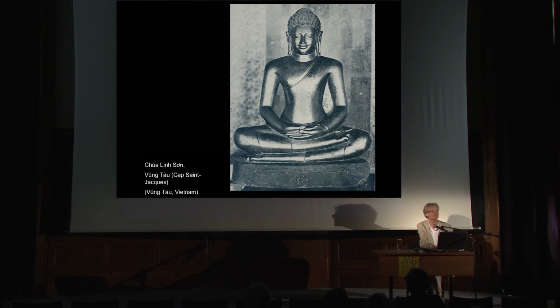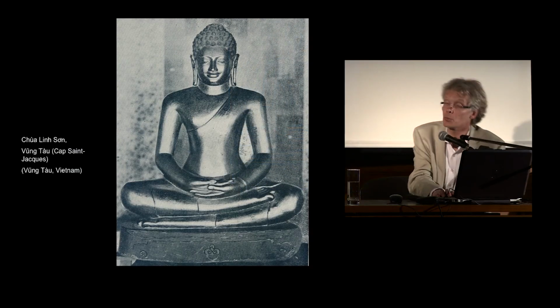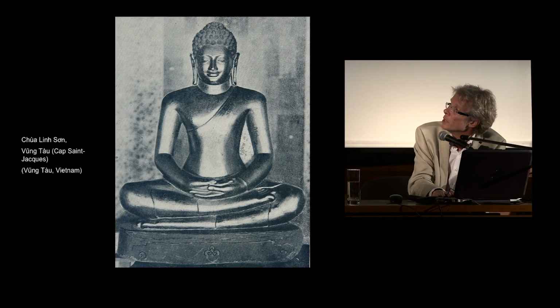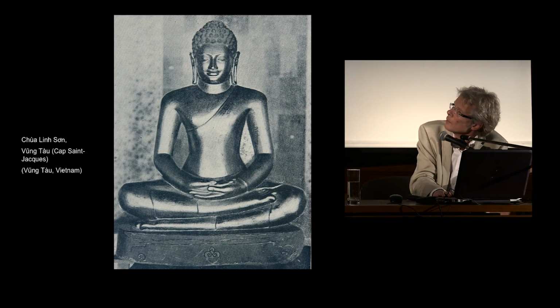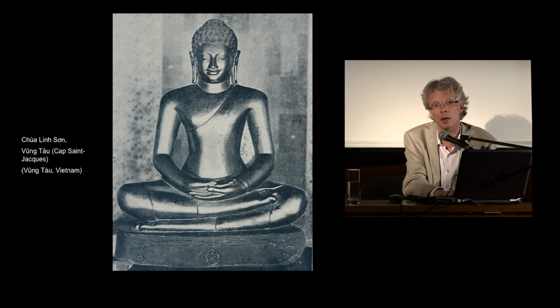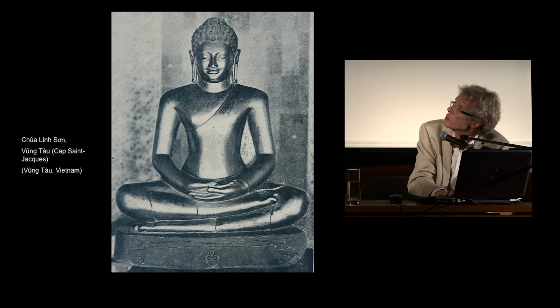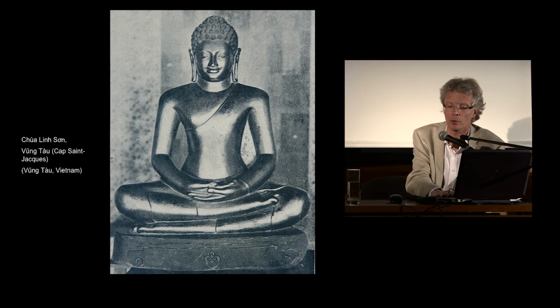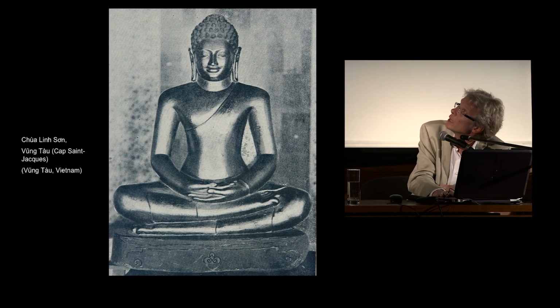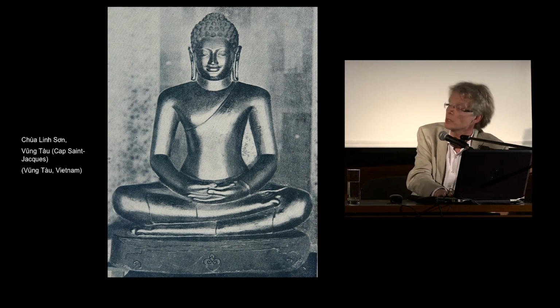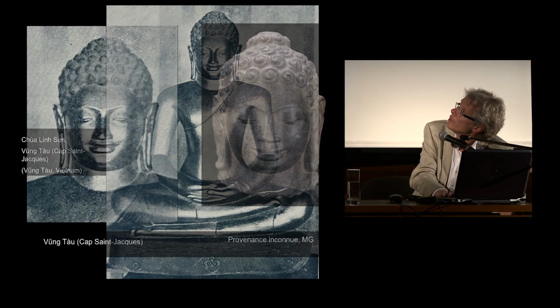It's what we said to be the Cap Saint-Jacques Buddha. Vung Tau is the Vietnamese term for this specific place I just showed on the map, the Cap Saint-Jacques, Vung Tau in Vietnamese. And it's preserved in a Vietnamese Buddhist modern pagoda. So in the 30s, it was still like this when it was published by a French scholar dealing with Buddhist iconography of the 6th century because it bears many influences with the Gupta Indian art.